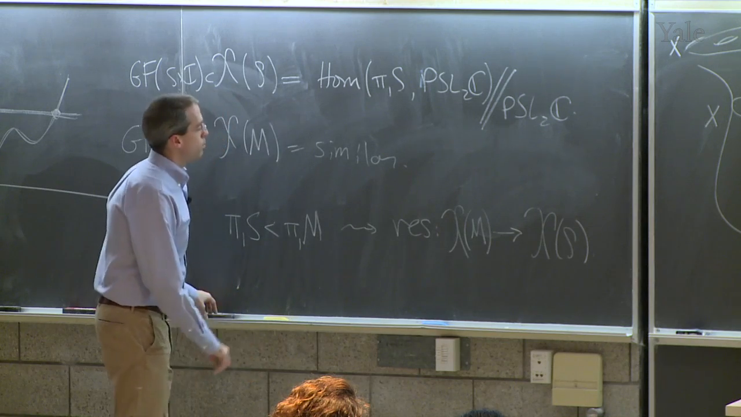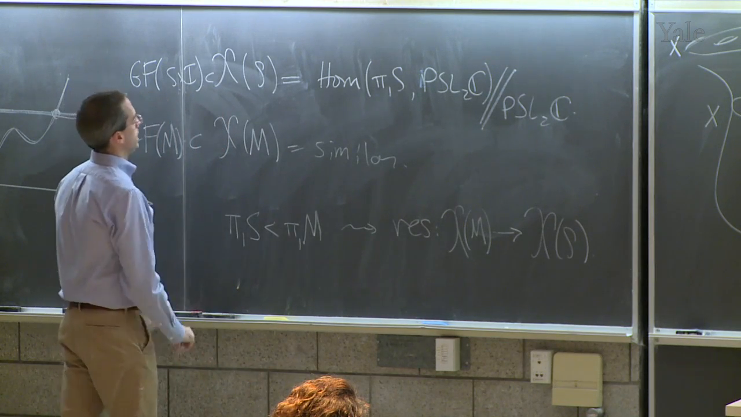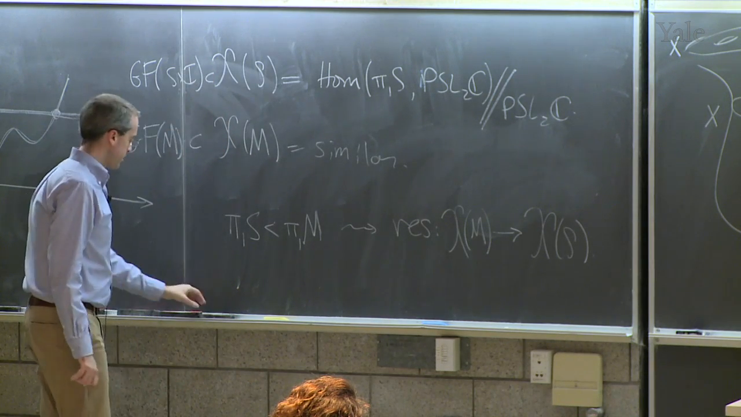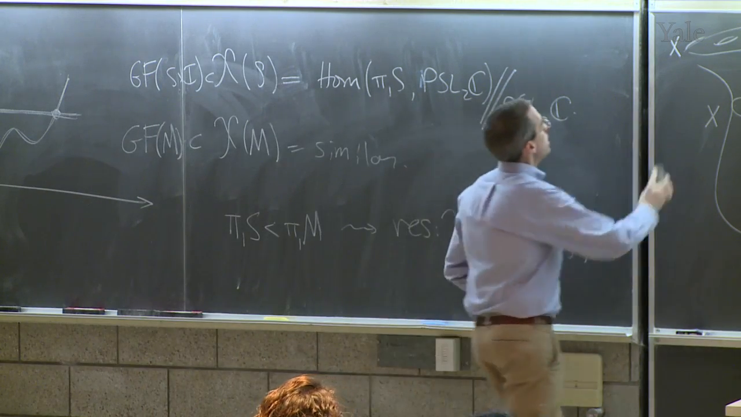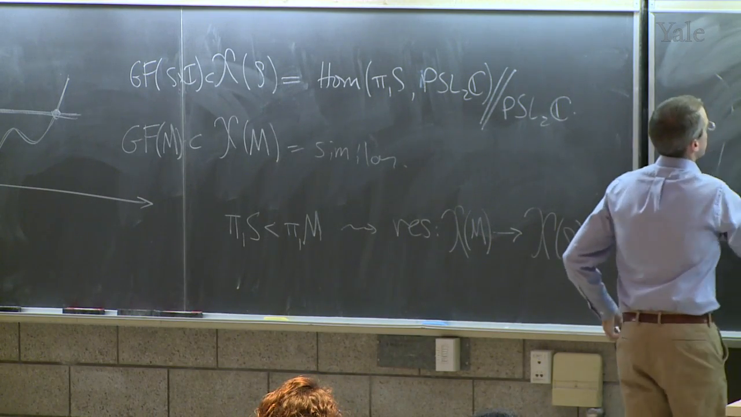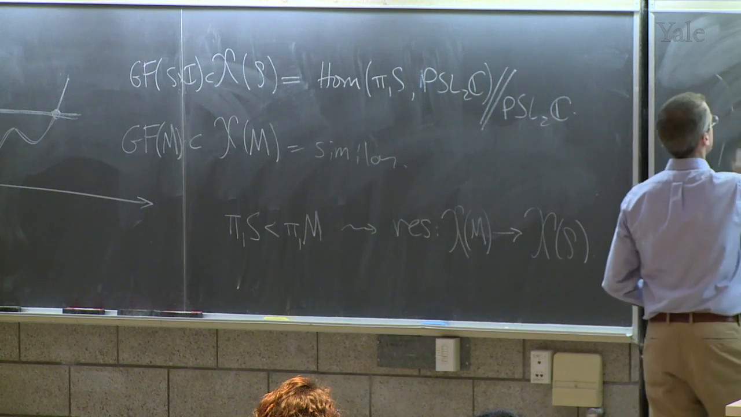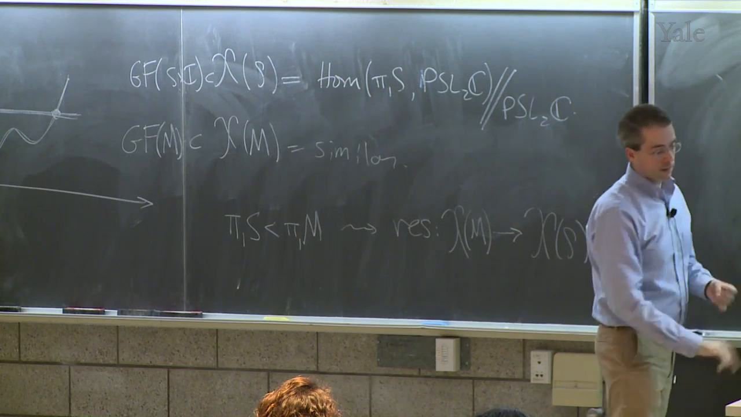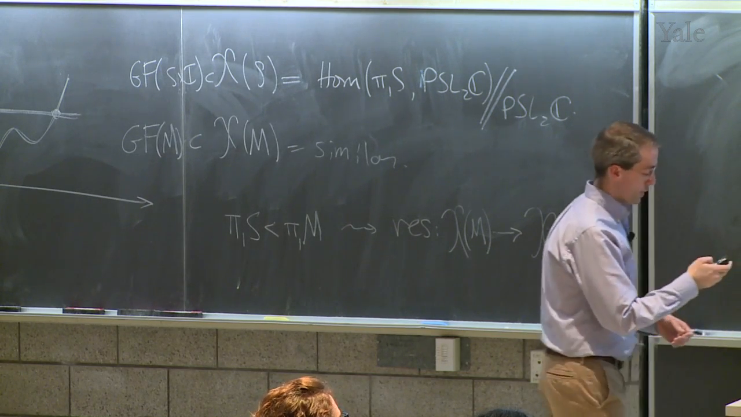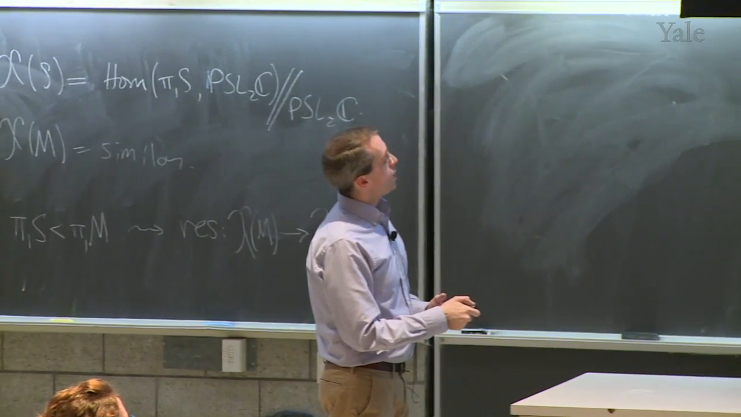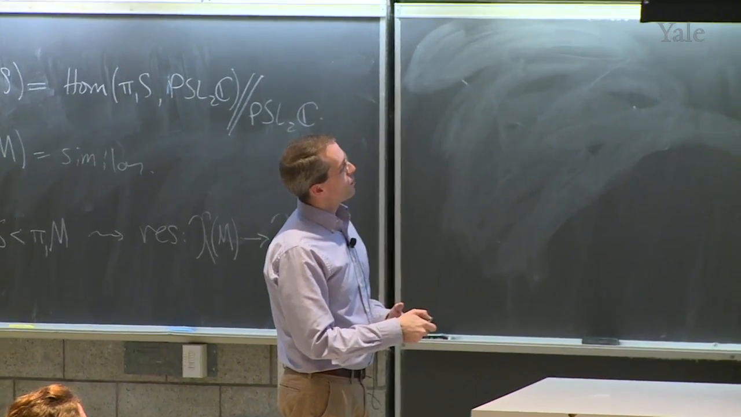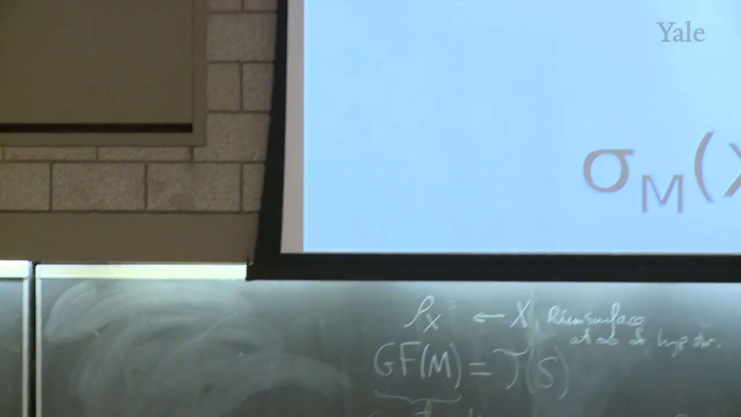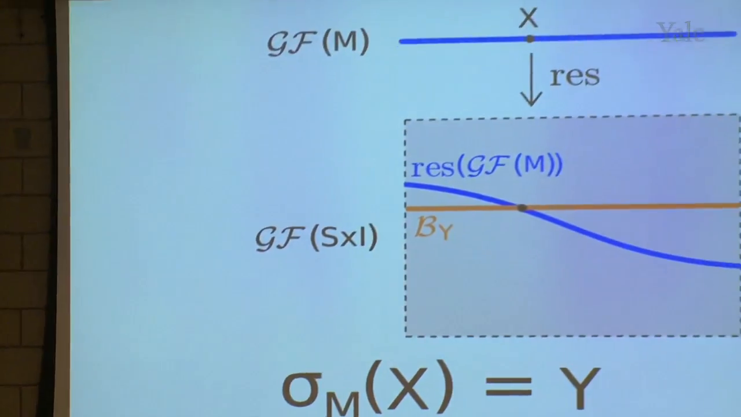So this is actually a regular map between algebraic varieties. Both of these are affine algebraic varieties. So let's think about what that restriction map does. Well, let's think about it up here. So this is all a picture of what the statement, the skinning map of M takes the point X to the point Y, means in terms of this restriction map.